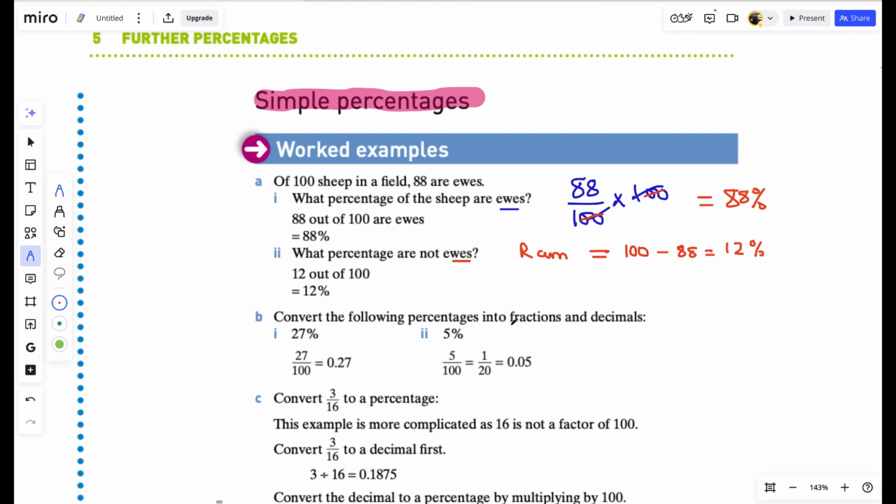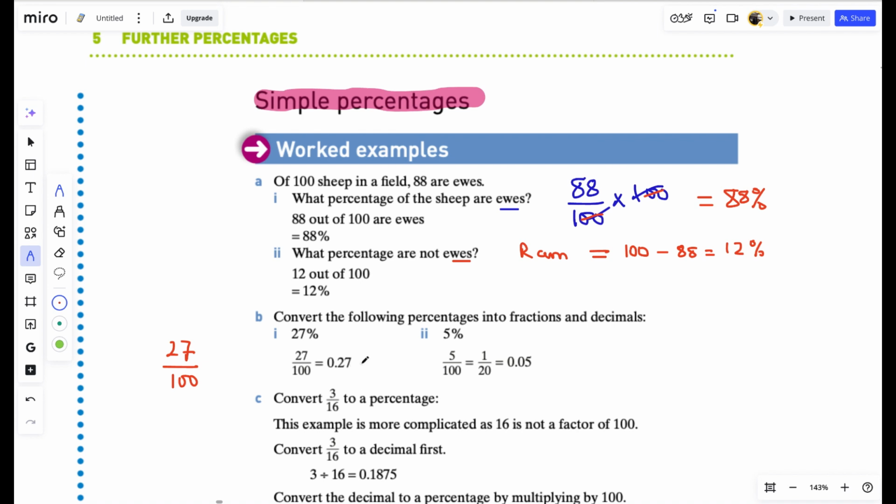Is that okay? Now another question says convert the following percentage to fractions and decimals. So they've given us 27%. If you want to convert 27% to fractions, just say 27 over 100. That's the fraction. 27% means 27 over 100. So that's the fractional part. Now to change it to decimal, like I said, anything to decimal is just a 0 point that number. So if you're changing this to decimal, you say 0.27.